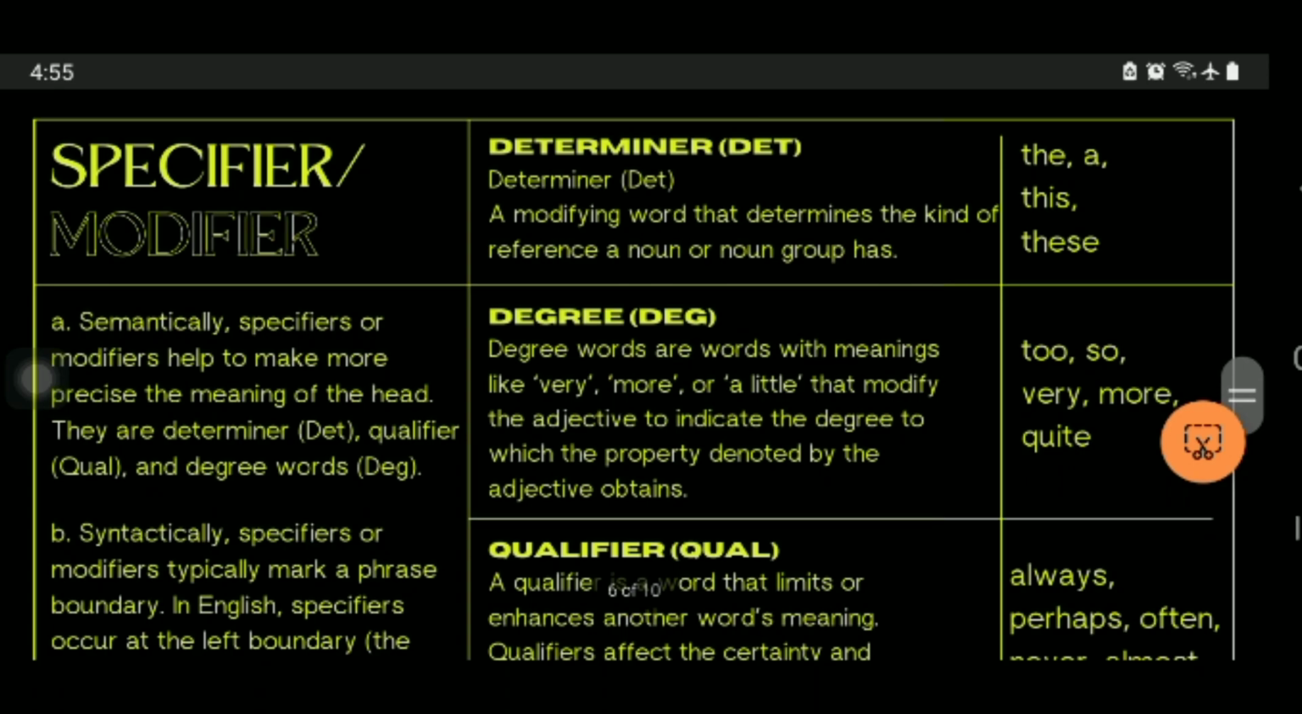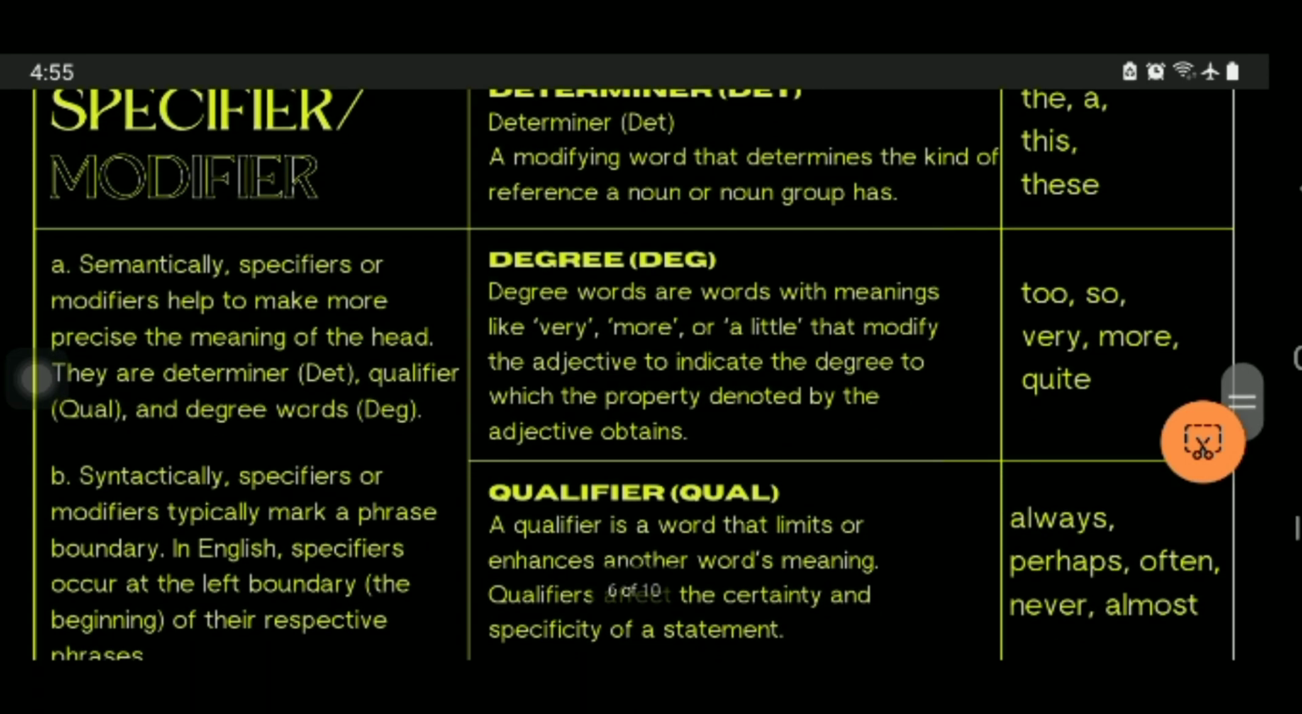So, determiners include words like the, a, this, and that. Degree words include too, so, very, more, and quite. For qualifiers, there are always, perhaps, often, never, and almost.